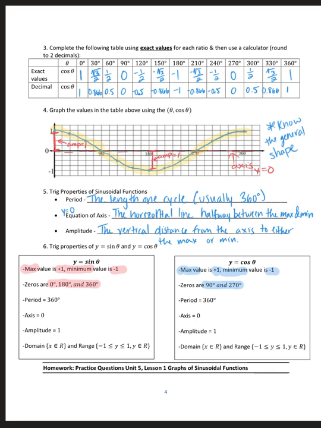Okay, the rest of this is all the same until we start getting into those transformations. So we're going to have a period of 360 degrees. Our axis, which is that horizontal line that cuts the graph in half, is going to be at 0. They're going to have amplitudes of 1, and the domain will be all real numbers. And then our range will obviously be affected by those maximum and minimum values. So our range will be -1 less than or equal to y, which is less than or equal to +1, where y is for all real numbers.